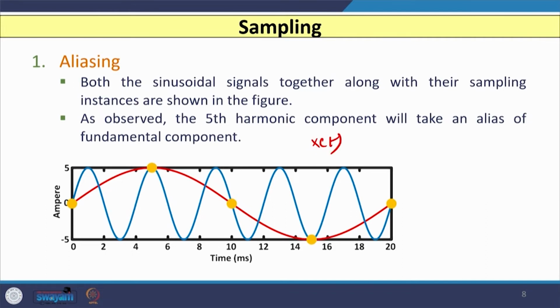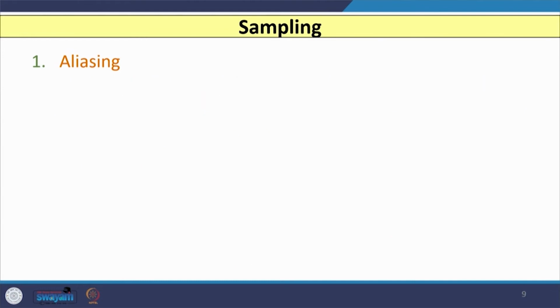So, you can see that here I have shown both the parts of x(t), along with the sampling instants. This is your first sample, second, third and fourth, and again the next sample. This is your next sample. So, you can observe from these two diagrams with sampling instances that the fifth harmonic component, that is this blue one, will take an alias of the fundamental component. That means it is going to hide behind the fundamental component.